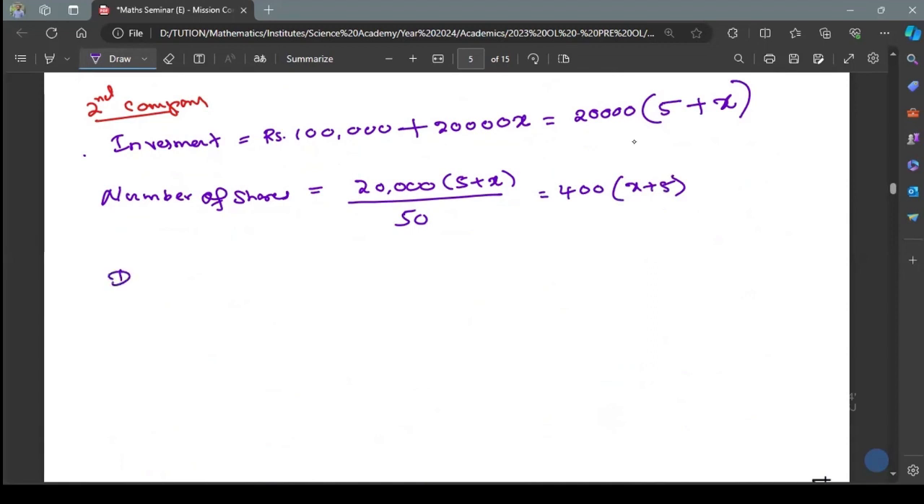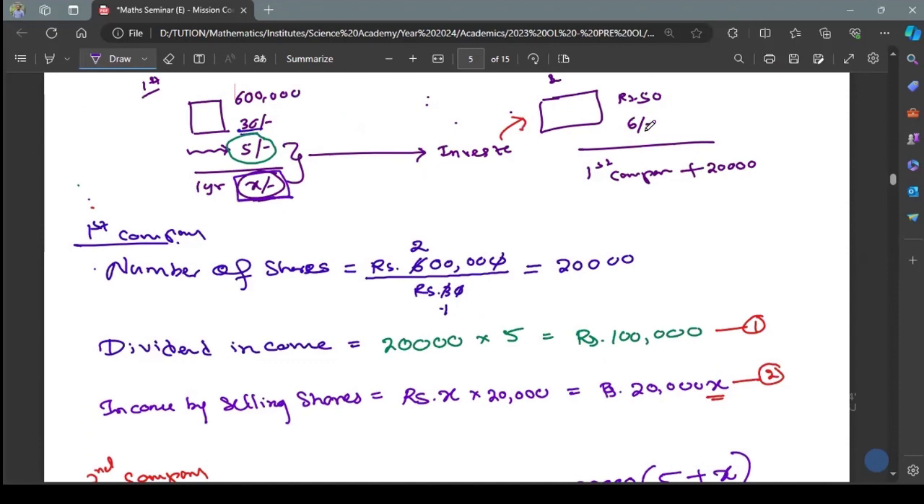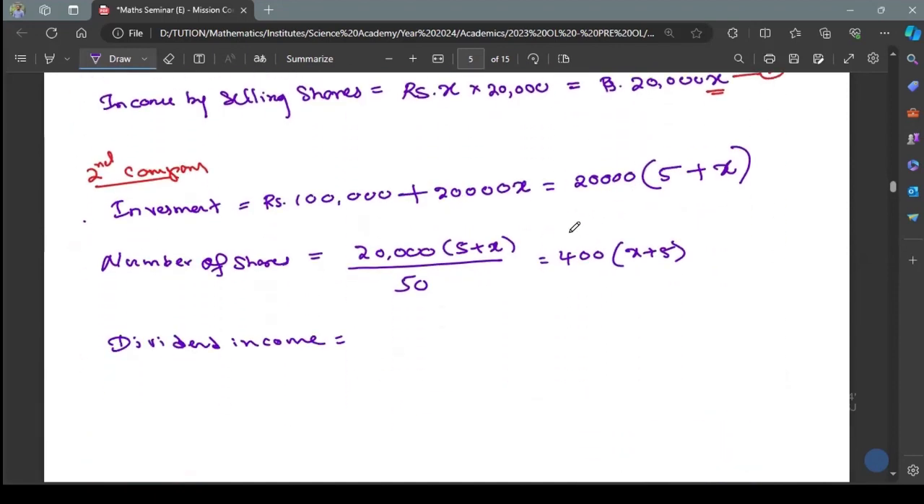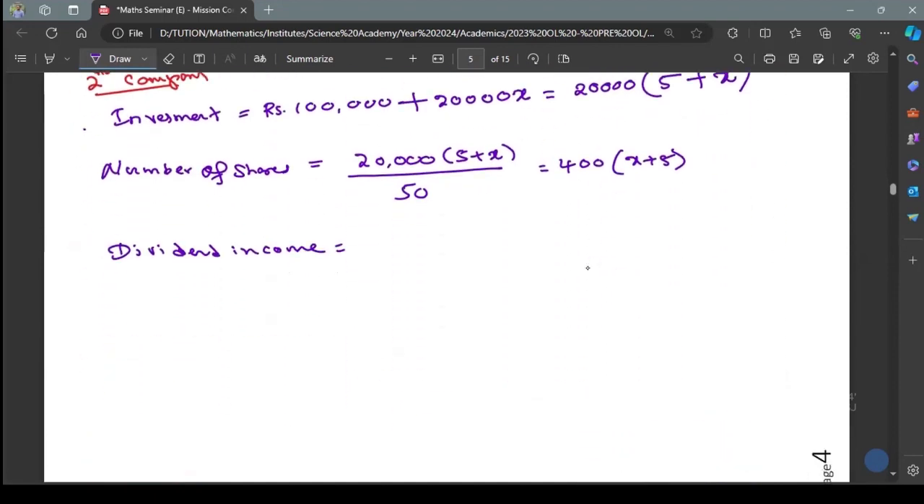Now I'm going to calculate the dividend income from the second company. In the second company, the dividend income per share is 6 rupees. If you multiply with the number of shares that you have in that company, you'll get the total dividend income. So dividend income per share is 6 rupees multiplied by 400 times X plus 5. This will give you 2,400 times X plus 5. So this is the total dividend income.